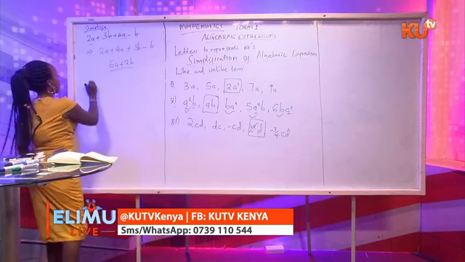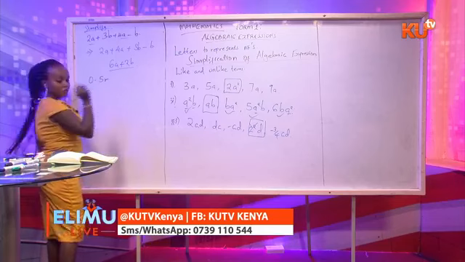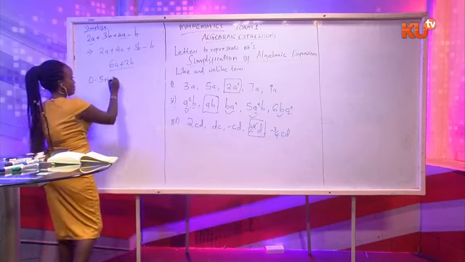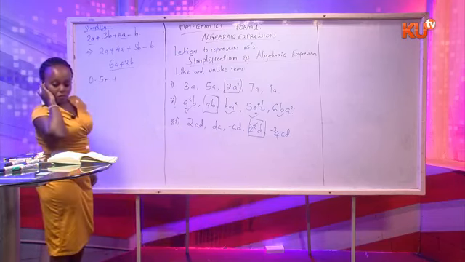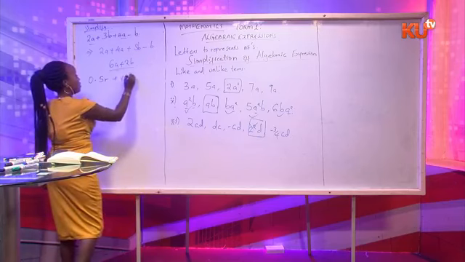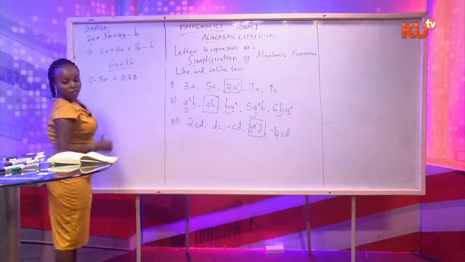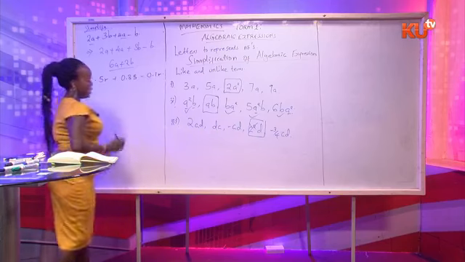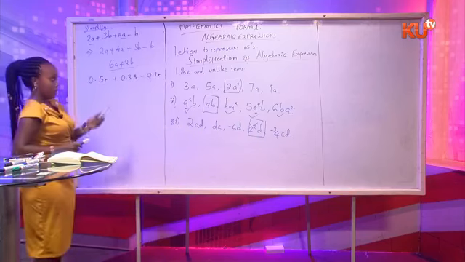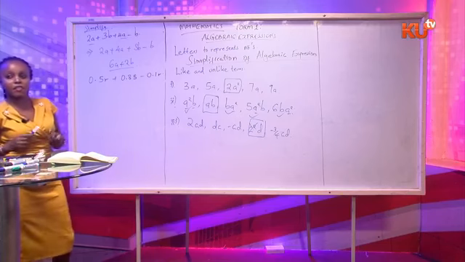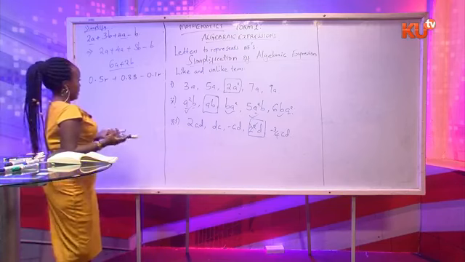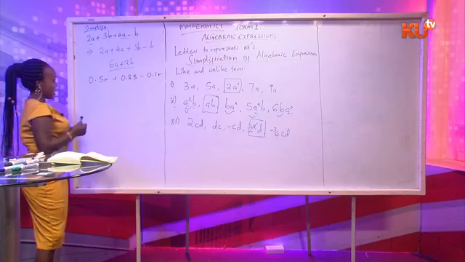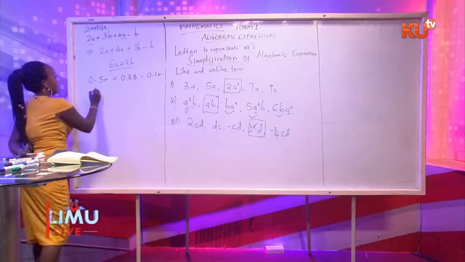Example 2, whereby you can be given 0.5r plus 0.85 and then minus 0.1r. So we have two kinds of terms there. We have the terms that are represented by letter R, and the other one is not represented by any letter, so that one will stand on its own as a term. So we're going to collect like terms there.